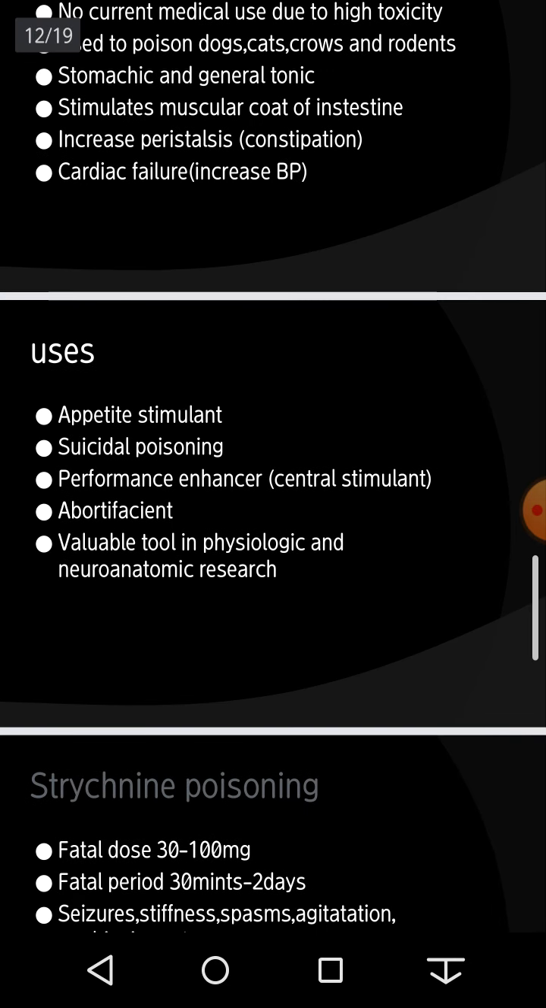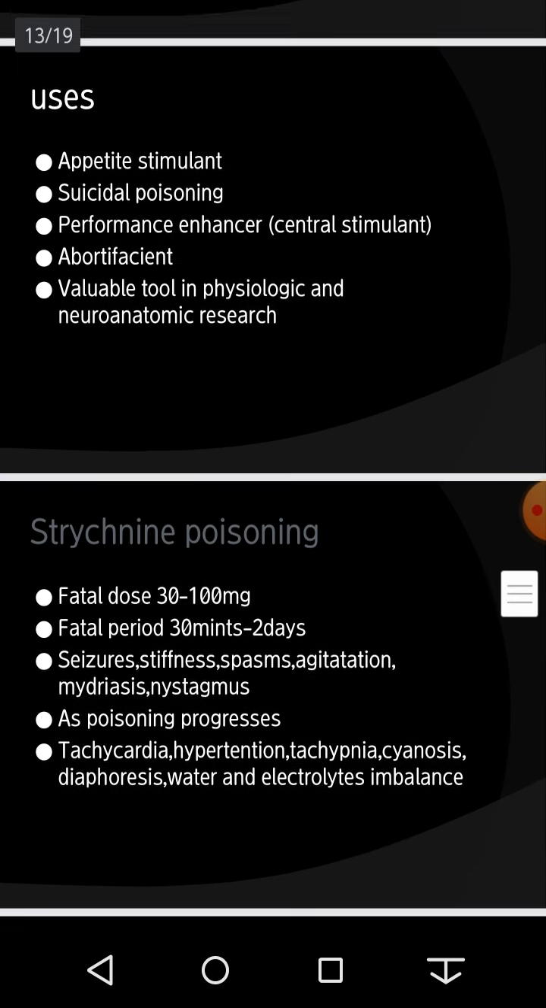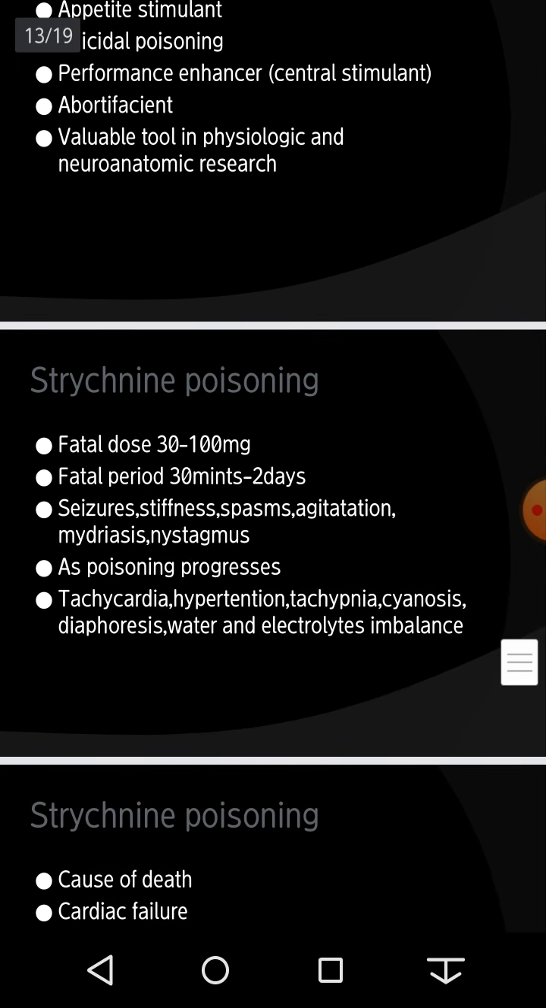Now uses: appetite stimulant, suicidal poisoning, performance enhancer. It actually is also a central stimulant. Abortifacient, and a valuable tool in physiological and neuroanatomic research. Strychnine poisoning. Lethal dose is actually from 30 to 100 milligrams. Lethal period from 30 minutes to 2 days.